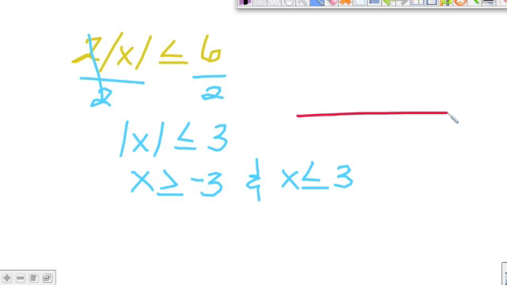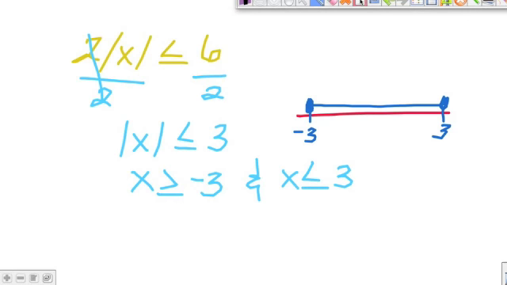Let's make our number line. This reads that x has to be larger or equal to negative 3. So let's put negative 3 on here. And this one reads that x has to be 3 or smaller. These are both equal to's, which means that the answer falls between these 2 integers.